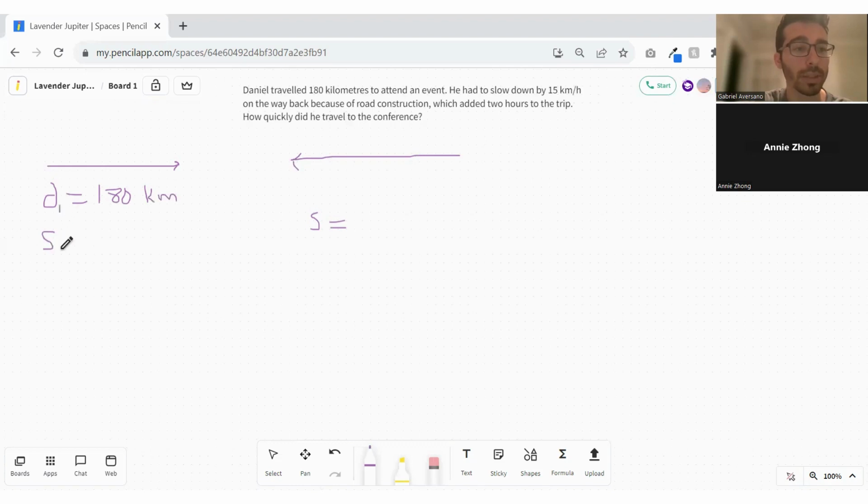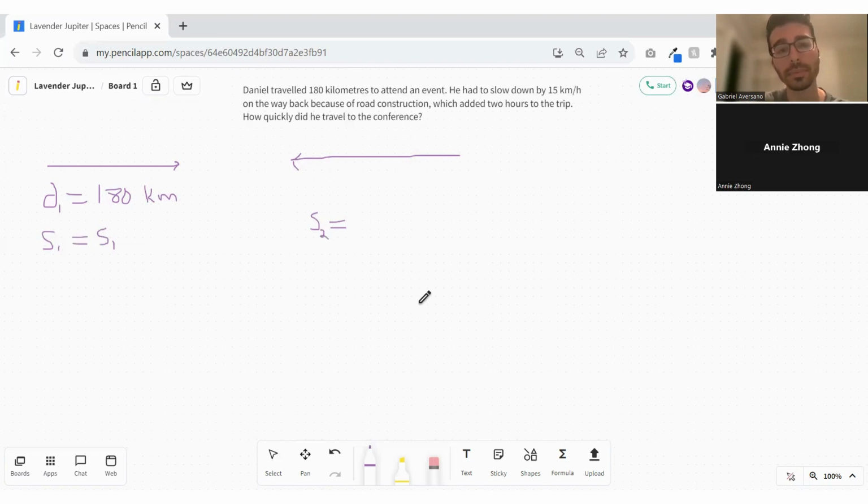And I'm going to put ones over here to help us distinguish between information going there versus coming back. So we're just going to leave this as a variable. We'll say that his speed on the way there is just S1. How can we relate his speed coming back, S2, to this variable here?